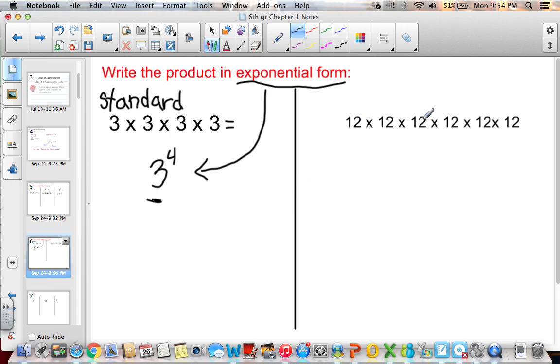12 times 12 times 12 times 12 times 12 times 12, 1, 2, 3, 4, 5, 6. So we would write it as 12 to the 6th power.